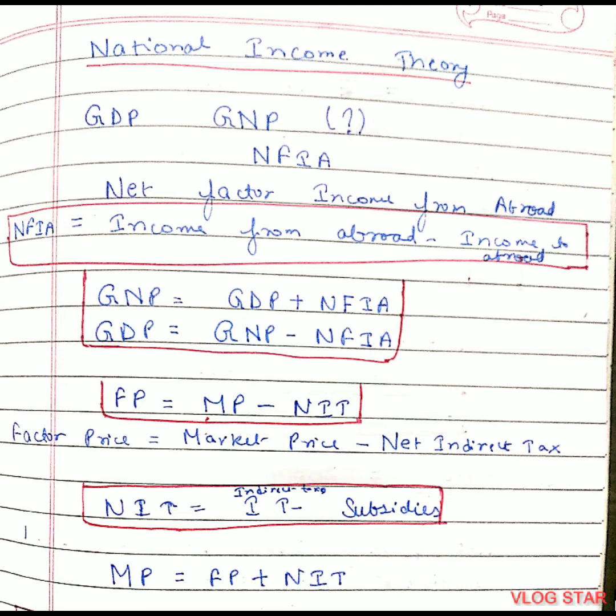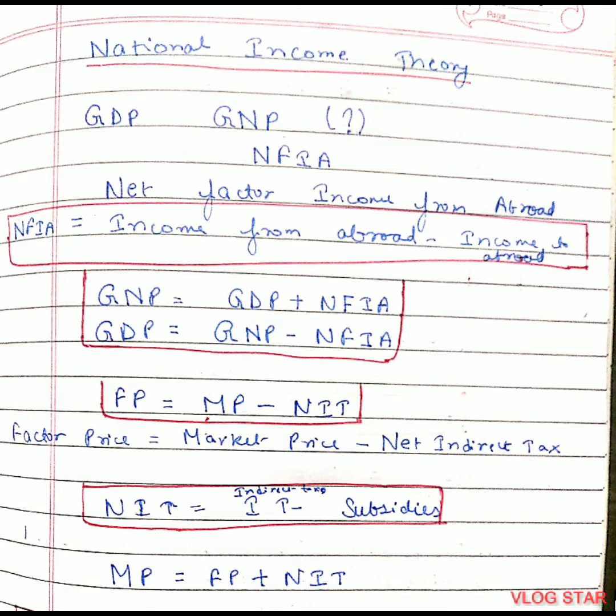There are two important things in national income. Those are GDP, gross domestic product, and GNP, gross national product. There is one more thing, NFIA, that is net factor income from abroad. So gross national product is when we add NFIA to GDP. Formula is GNP is equal to GDP plus NFIA. And gross domestic product GDP is equal to GNP minus NFIA.